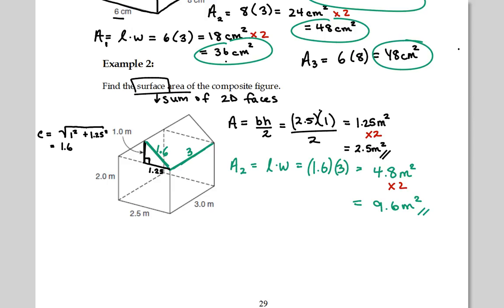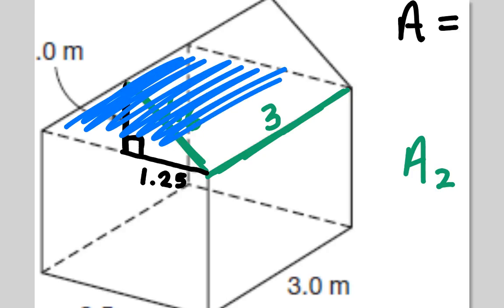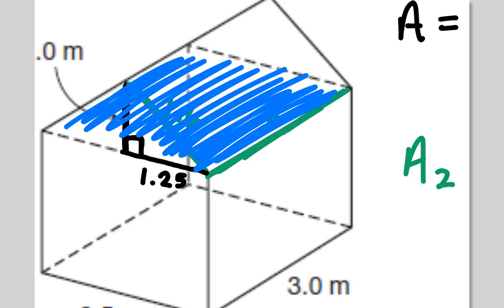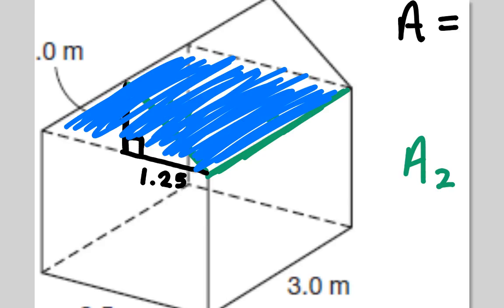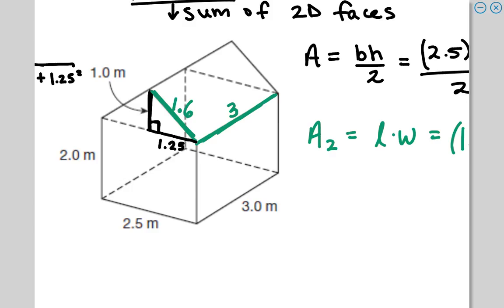Any questions so far? All right. Just like on the last picture, I am omitting the top of the prism, the top of the box. I'm omitting that. Okay? Because it's not on the surface. It's not exposed, so we don't care about it.